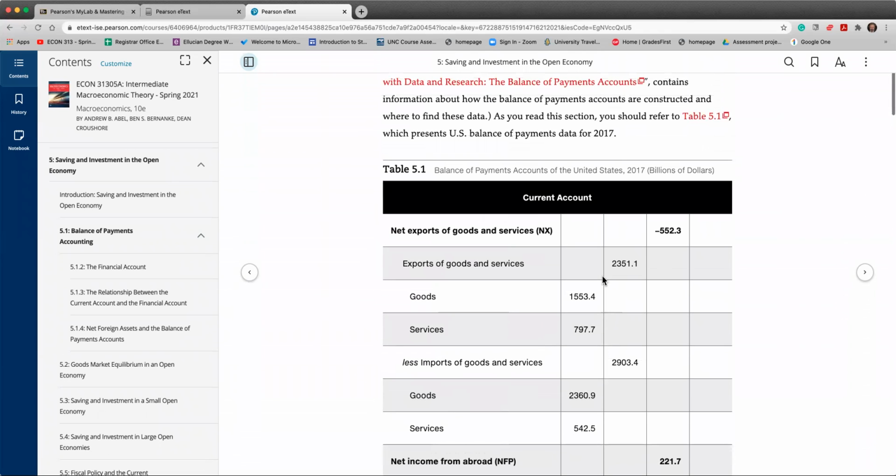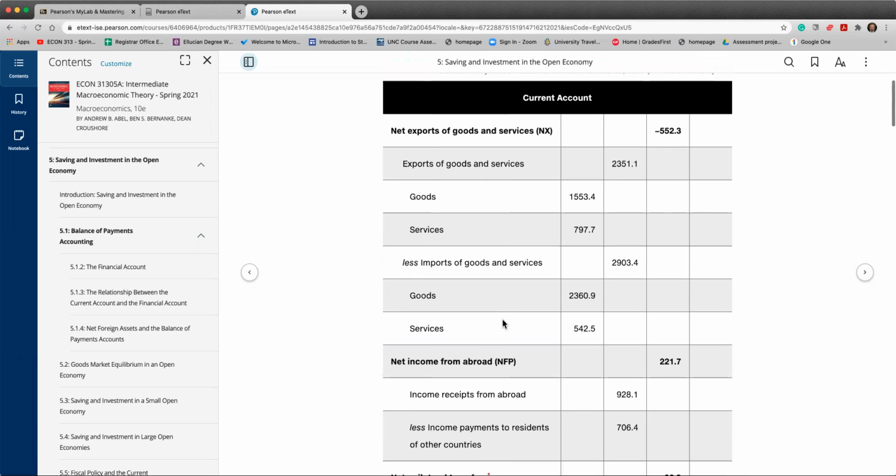The ideas are fairly straightforward. The current account is about the net export of goods and services. So imports and exports, net exports of goods and services. So those are currently produced things, goods and services in the economy. And then we also include net income from abroad, which is income receipts from people working abroad, minus income payments that go to residents of other countries that may be working in this country.